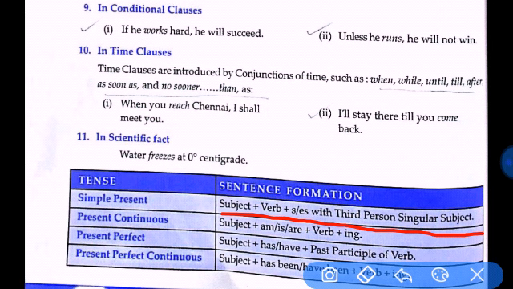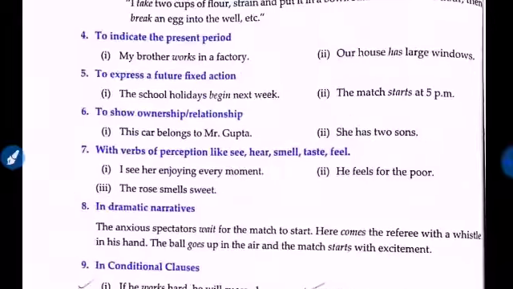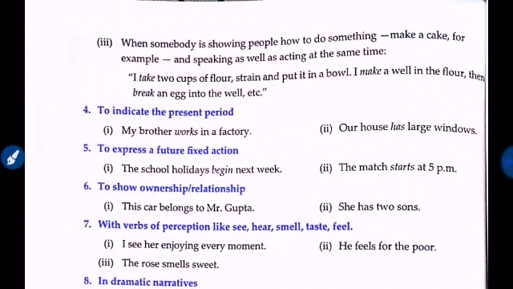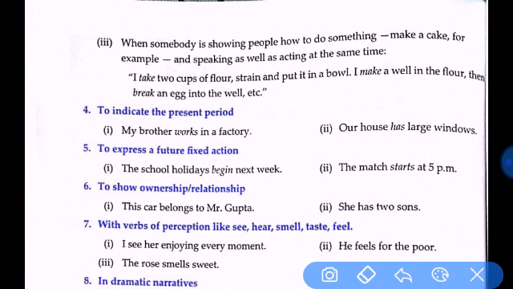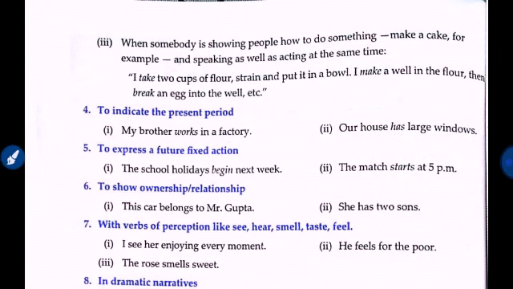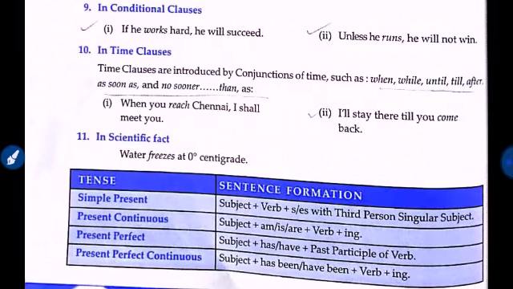Now what do you mean by this? Let's take an example for simple present tense: my brother works in a factory. See here, the subject is my brother. Works is the verb. Now, in the example we saw verb plus s or es.